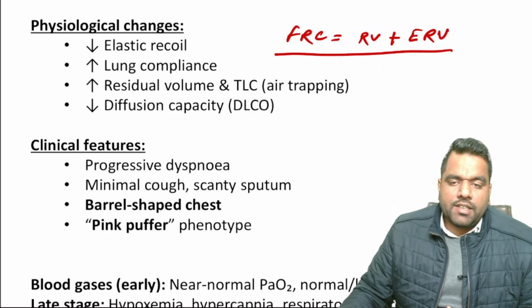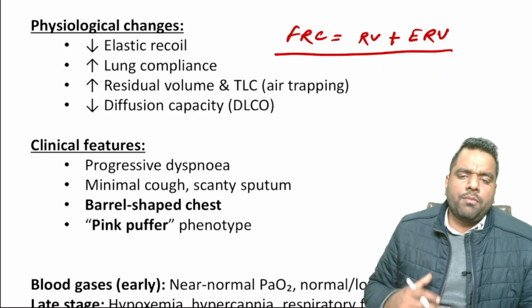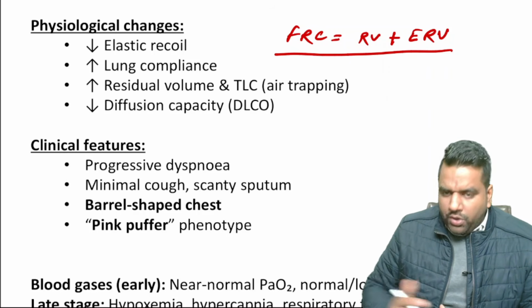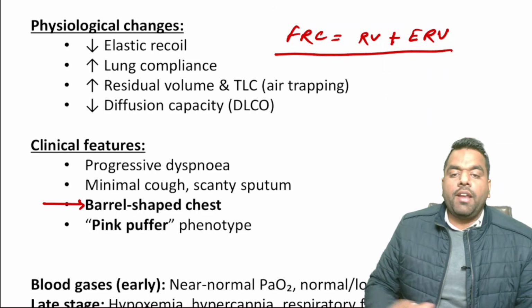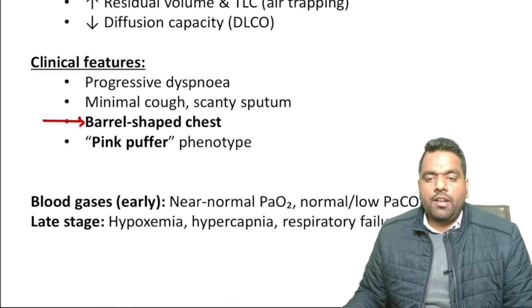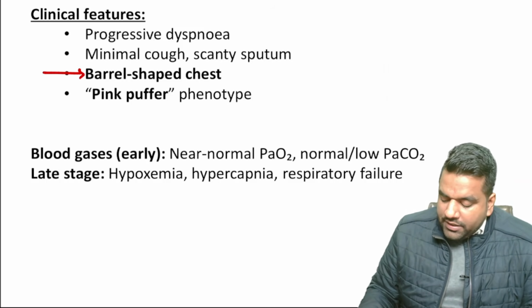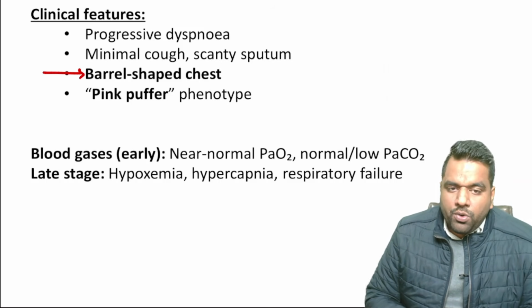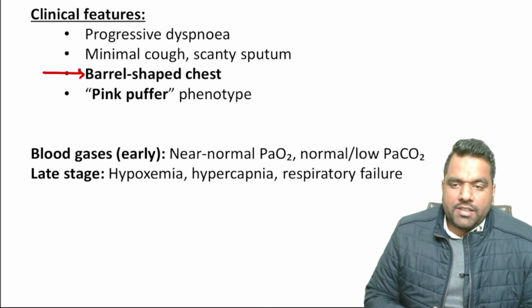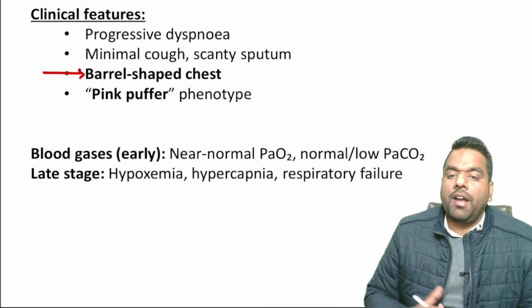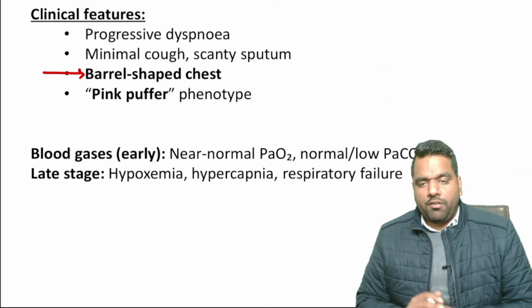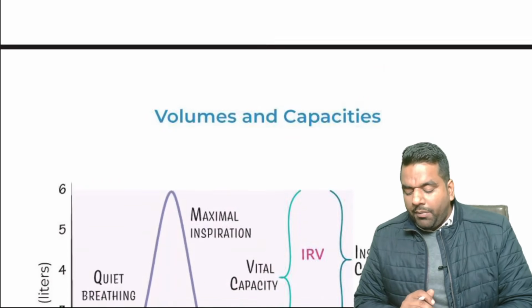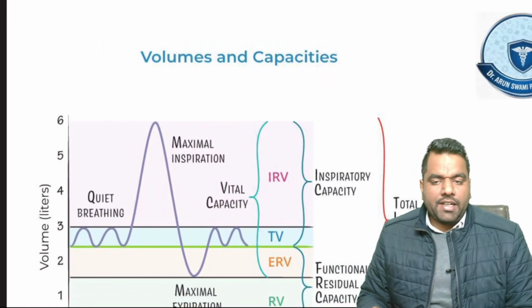The clinical features are progressive dyspnea, minimal cough could be there, scanty sputum, and also remember there will be a barrel-shaped chest. Pink puffer phenotype could be there. In blood gases, in the early condition, you will see a normal PaO2 and normal or low PaCO2. But in the later stage, hypoxemia and hypercapnia can be seen, and respiratory failure will be there. Talking about the different types of volume and capacity.